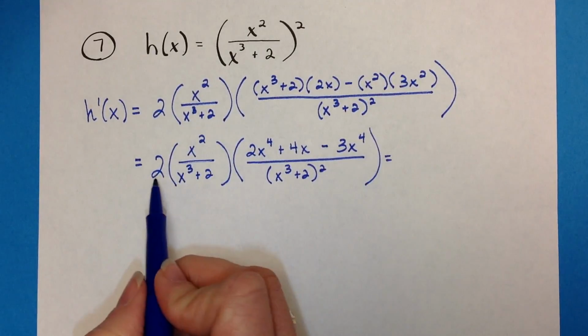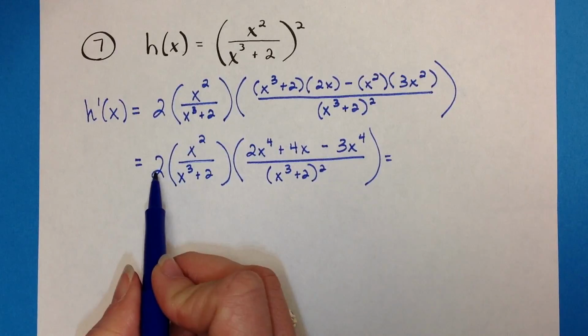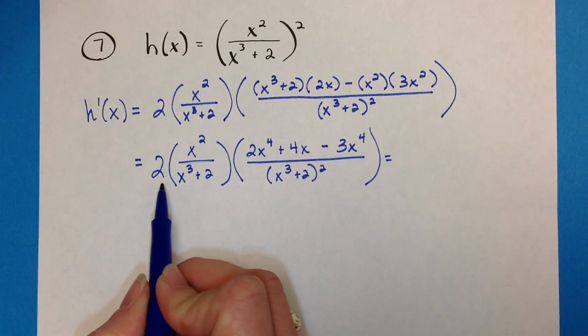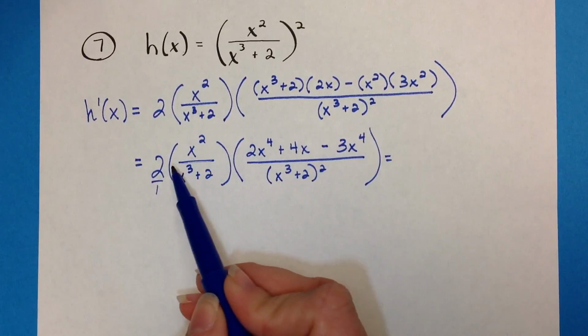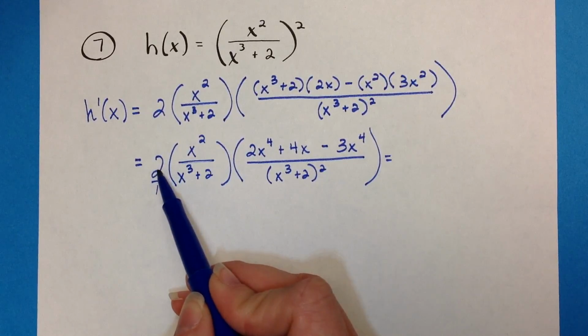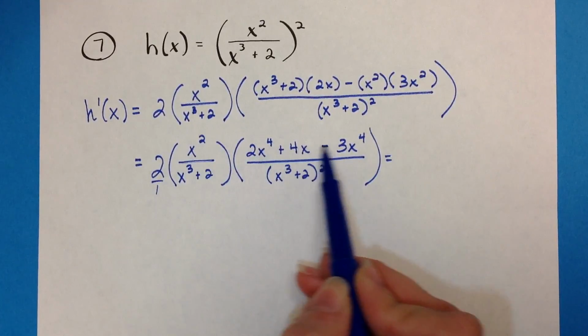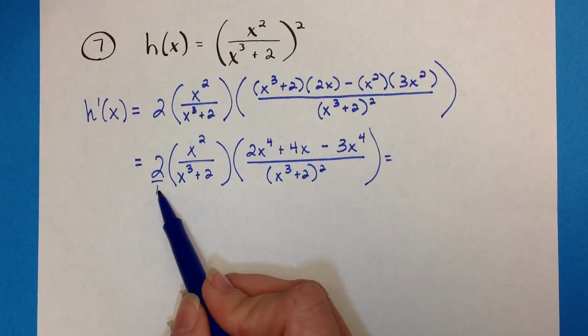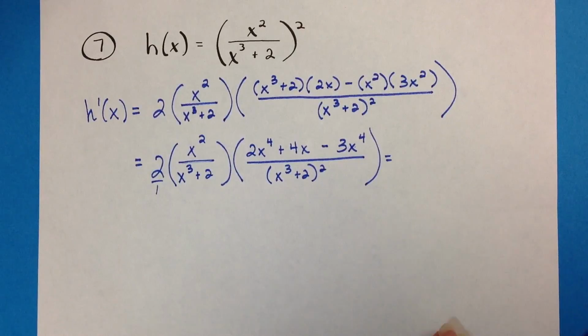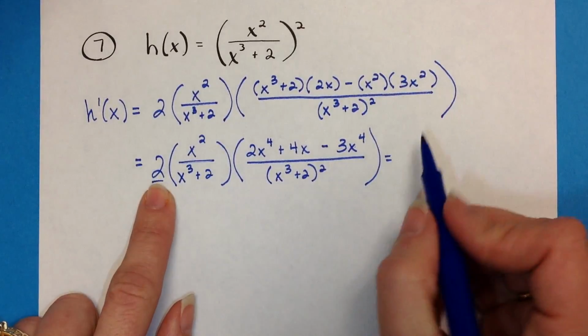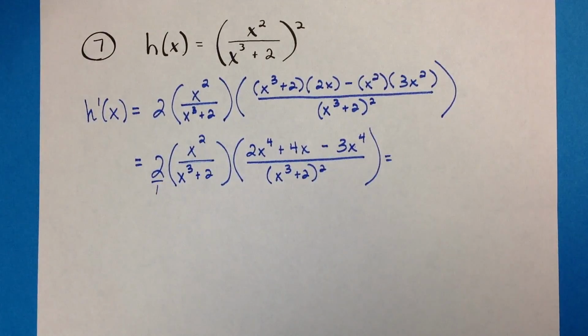Okay, now your 2 that you have out front here is understood to be over 1. So you have 3 fractions to multiply. So like you have this numerator times this numerator times this, and of course you multiply your denominators together as well. Alright, so across the top, I'm just going to go ahead and start writing it as just one single quotient.